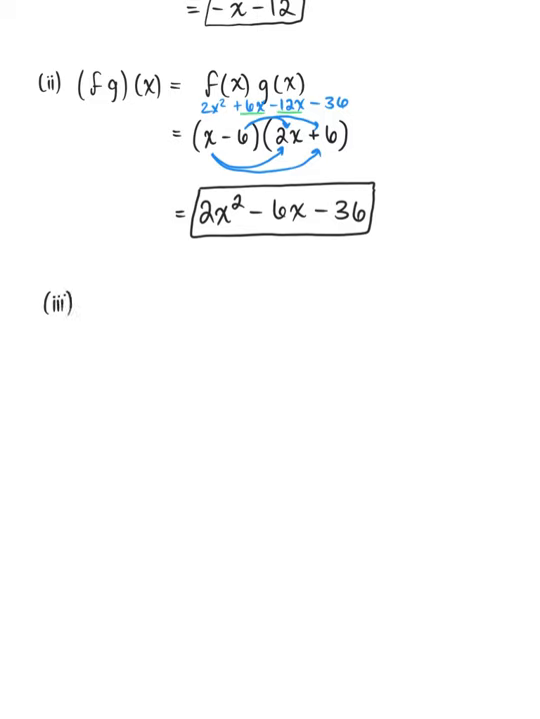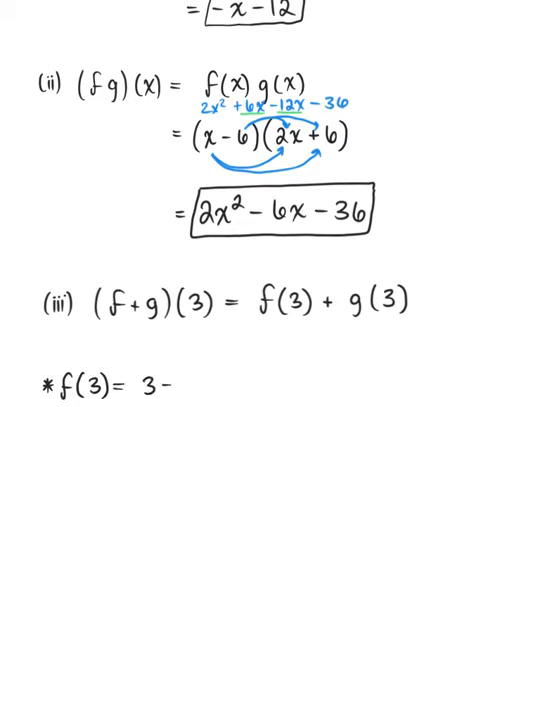In part 3, we are being asked to find f plus g of 3. So this time, instead of finding an algebraic expression, we're going to be finding a numerical expression. So again, applying that definition, we can rewrite this as f of 3 plus g of 3. So let's step to the side real quick and do this function evaluation out. So the first thing that we want to do is evaluate the function f when x is equal to 3. So this will become 3 minus 6, which leaves us with a negative 3.